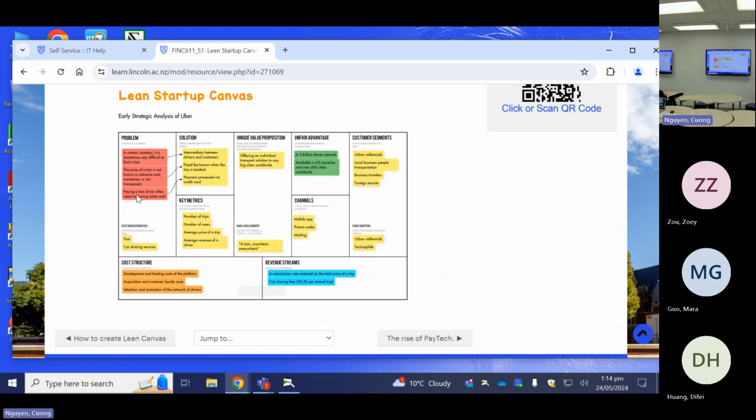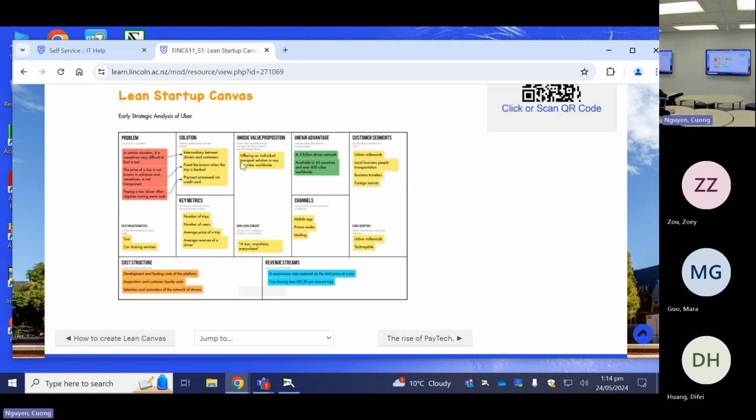And the last problem, paying a taxi driver often requires you to have cash with you. And then the solution is payment processed by credit card or a payment app, for example. So we have problem and solution here.